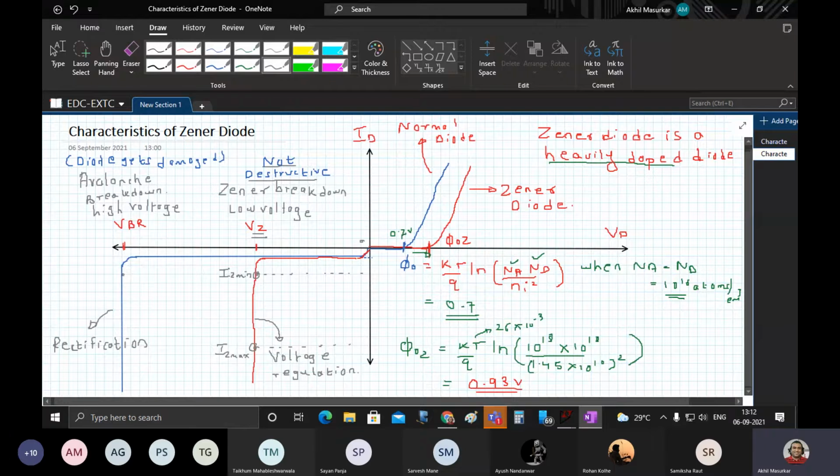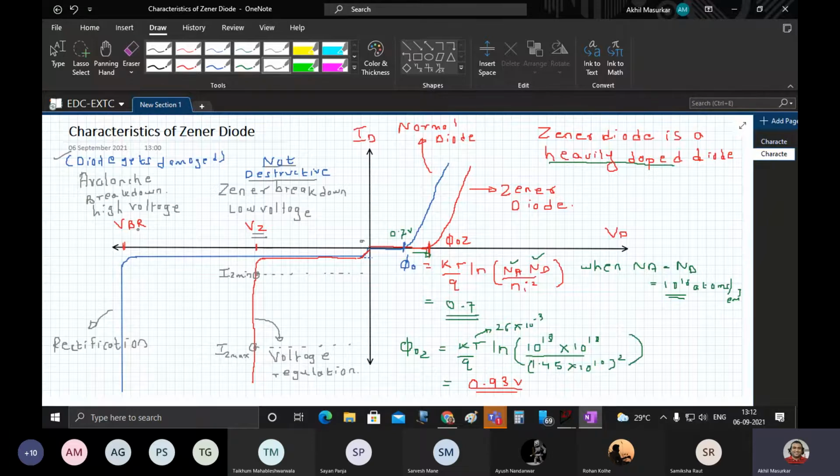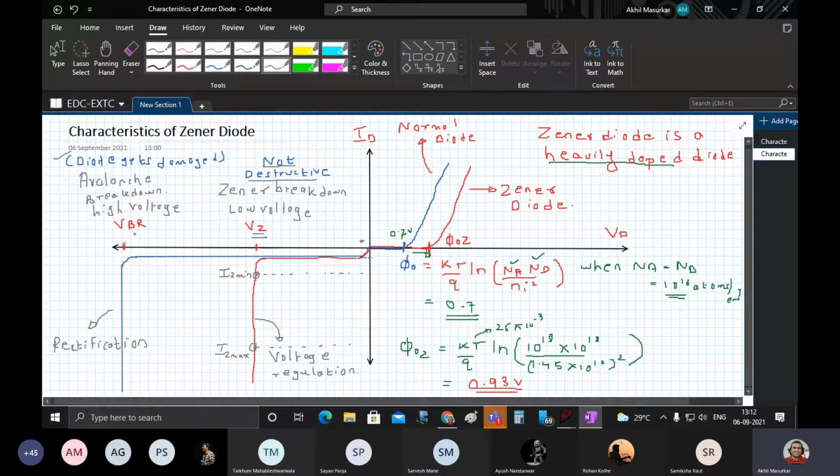The same thing you can talk about the normal diode also, but by the time you talk about it, the diode is going to get damaged because it is under the stress of very high electric field, and very high electric field can cause breakdown. That is basically a dielectric breakdown inside the diode. So SPICE will not show you this straight line for a normal diode, but it will show you this straight line for a Zener diode.